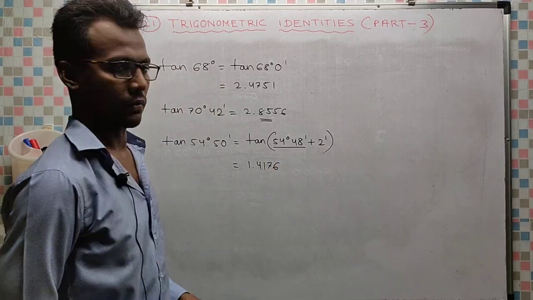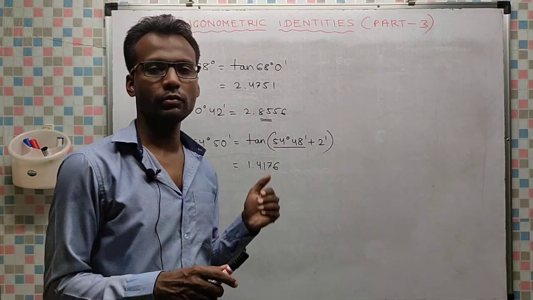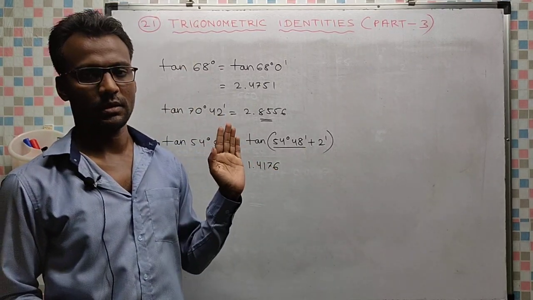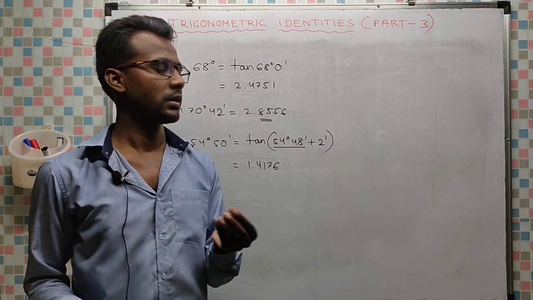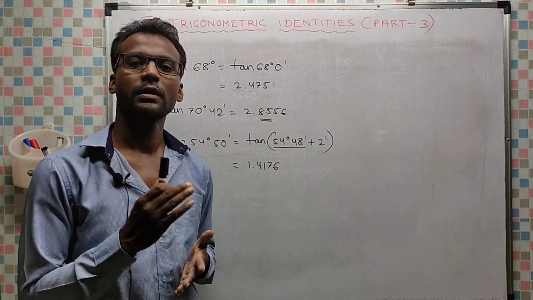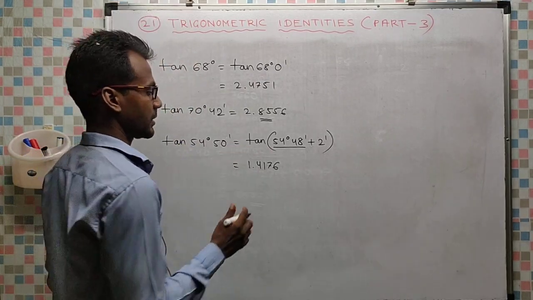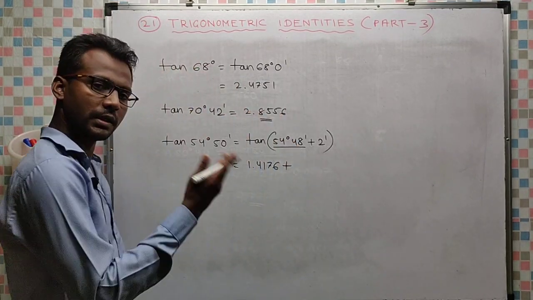1.4176. Now, don't just copy plus. Understand the concept. Plus 2 minutes means the angle is increasing. Maybe by a very small quantity, but the angle is increasing. When the angle increases, the value of tan theta increases. We studied that in the beginning. For that reason, plus.